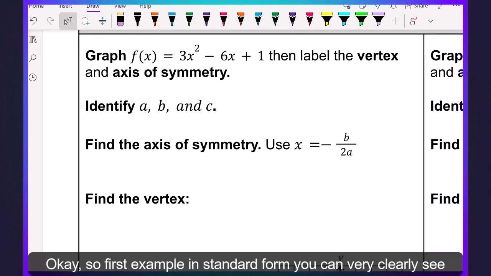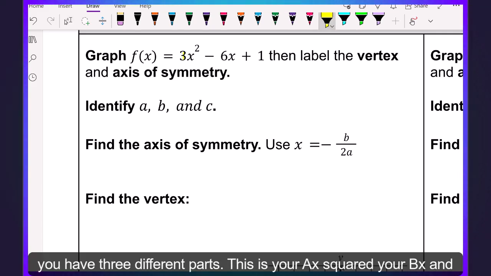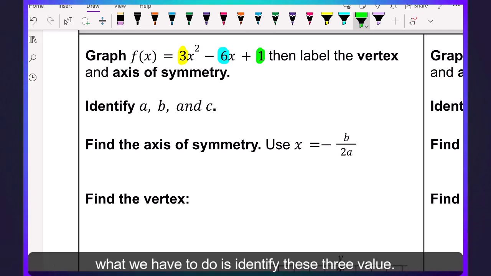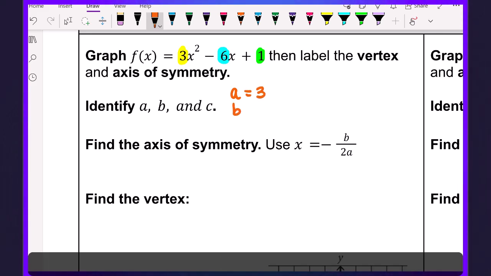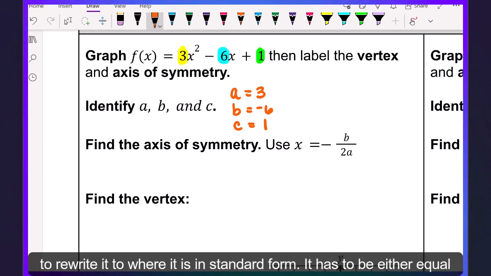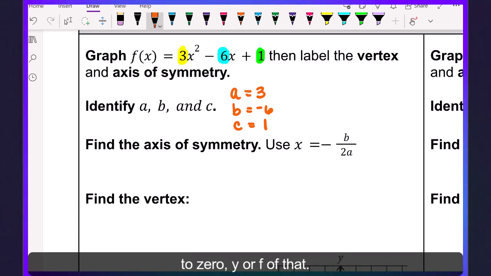Okay, so first example in standard form, you can very clearly see you have 3 different parts. This is your ax squared, your bx, and your c. You cannot tell if it is translated up, down, left, or right. So what we have to do is identify these 3 values. A is 3, b is negative 6, and c is 1. If it is not in standard form, you need to rewrite it to where it is in standard form. It has to be either equal to 0, y, or f of x.